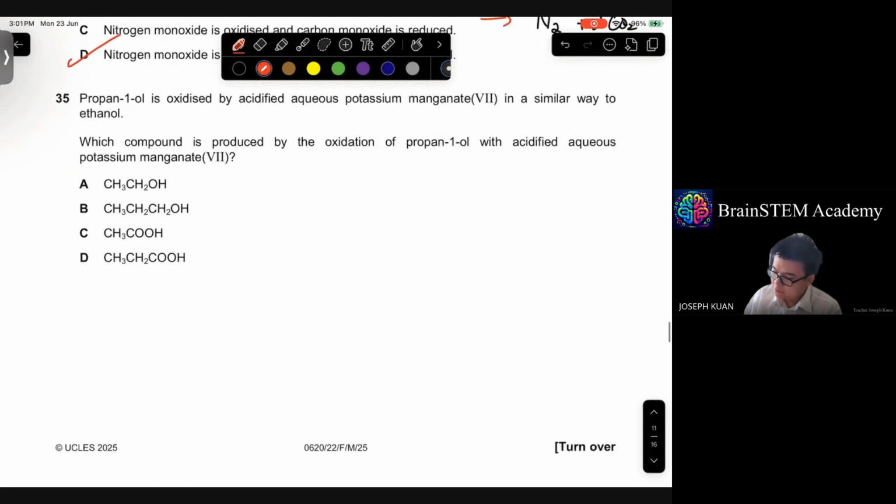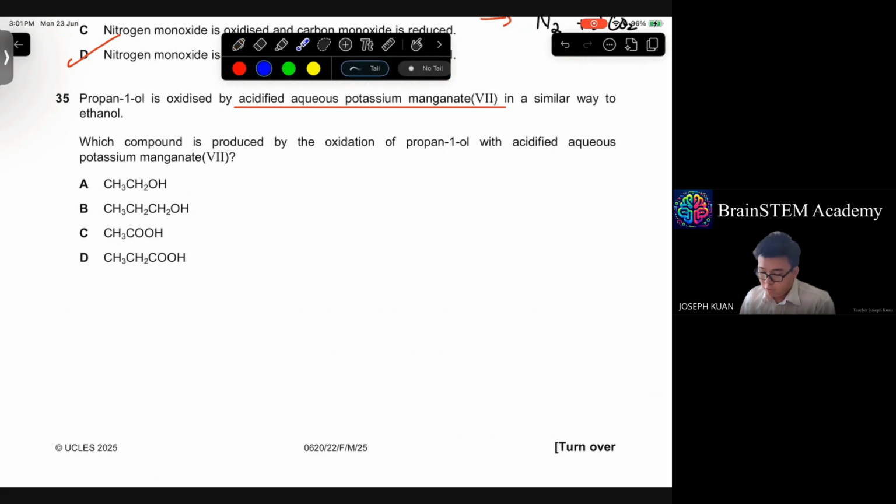Next, 35. Propan-1-ol is oxidized by acidified potassium manganate(VII) in a similar way to ethanol. Which compound is produced by the oxidation of propan-1-ol with acidified aqueous potassium manganate(VII)? When alcohols are oxidized, as we learned for IGCSE level, they form carboxylic acids.